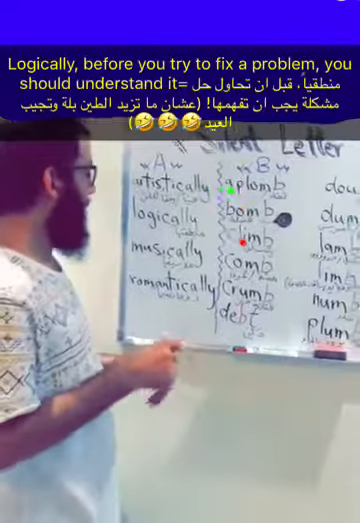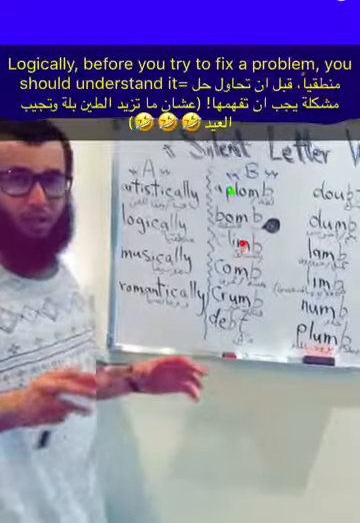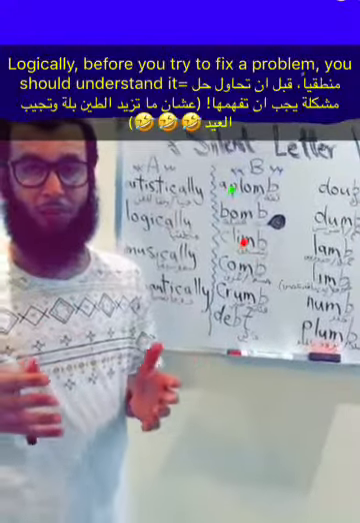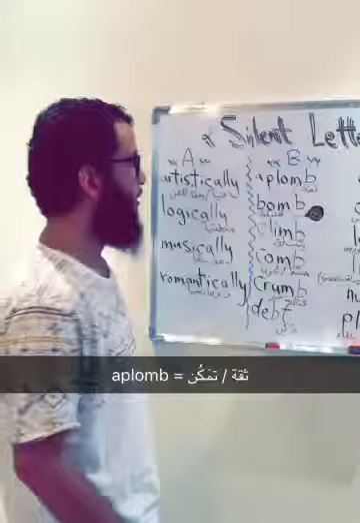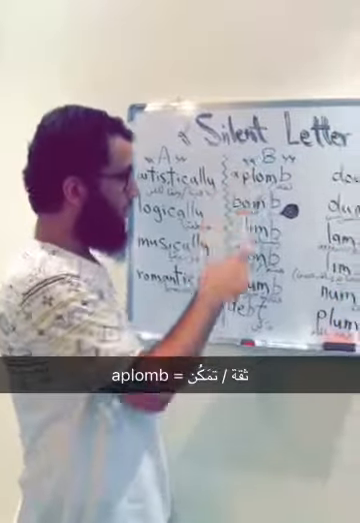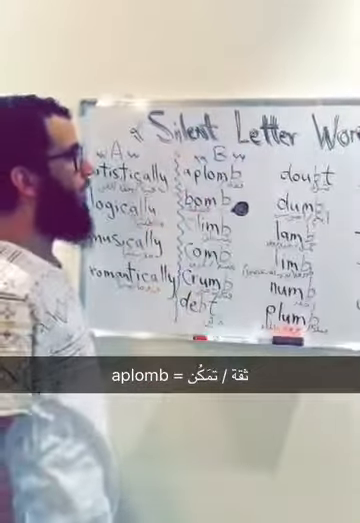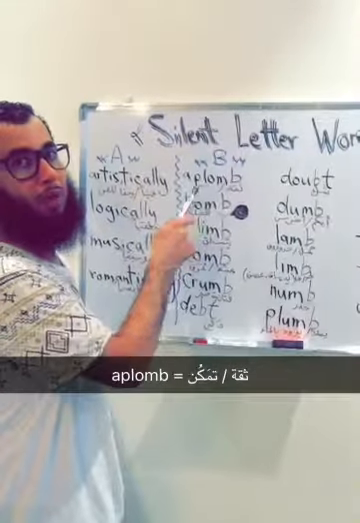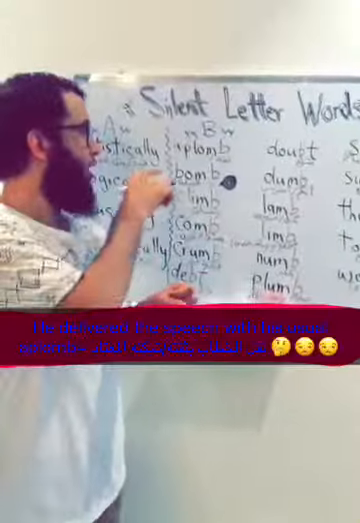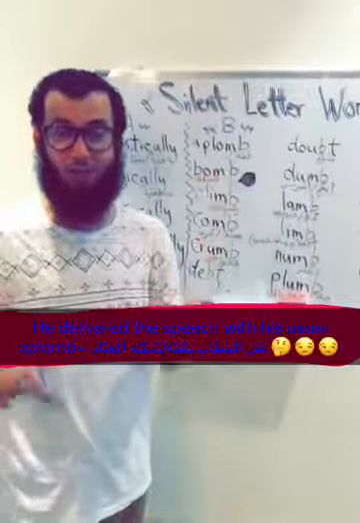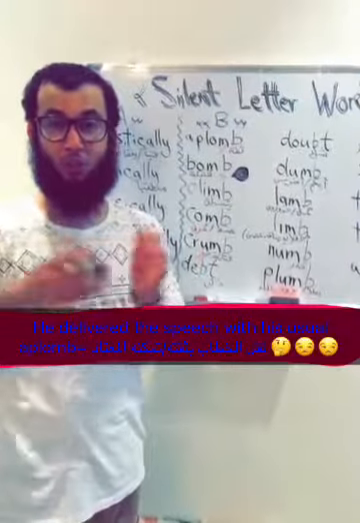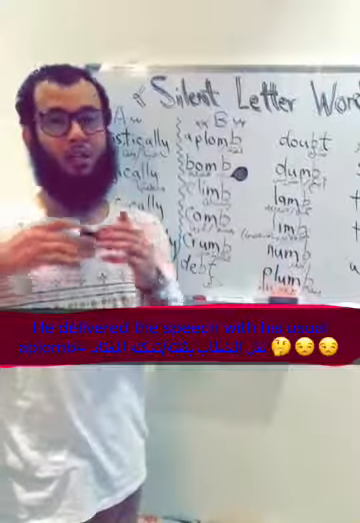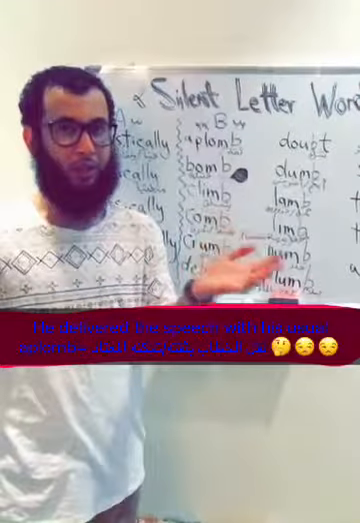كمثال عليهم ناخذ logically: before you try to fix a problem you should understand it. And here we have English words with silent B. As you see, the first word is aplomb. مثال على كلمة aplomb مثلا تتكلموا عني فتقولوا he delivered the speech with his usual aplomb، يعني قال الخطاب بثقته.